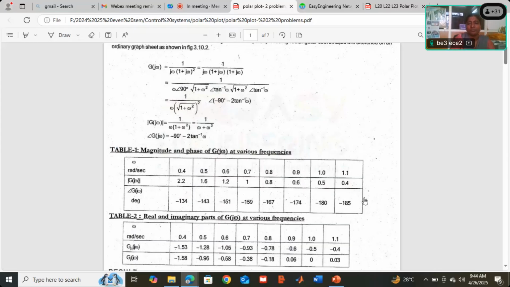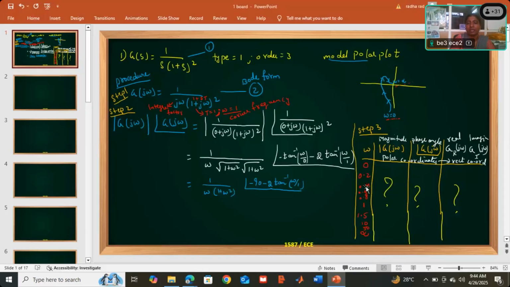Now 1.0 is the corner frequency. What other frequencies have they taken? You can see here 0.4, 0.5, 0.6, 0.7, 0.8, 0.9. It is their wish. But in our tabular column, 0 and infinite we have taken by default, 1.0 also we have taken, and in addition 0.2, 0.4, 0.6, 0.8 we have taken. For those omega values we have to calculate magnitude and phase angle using this equation.